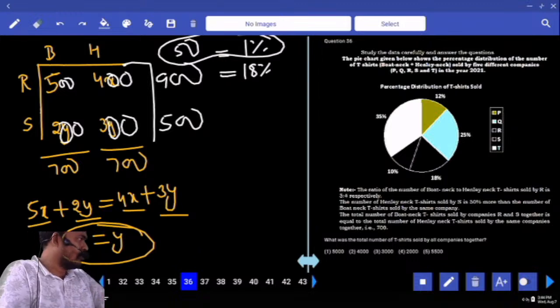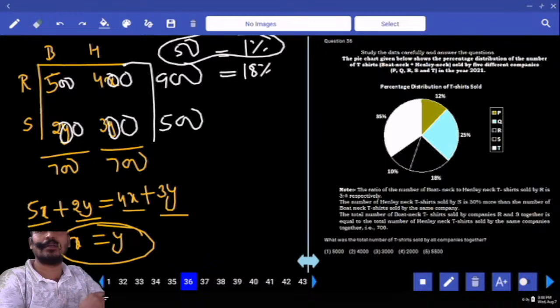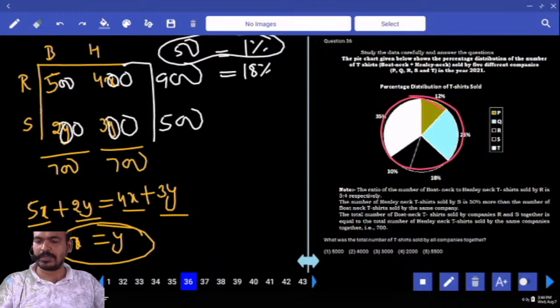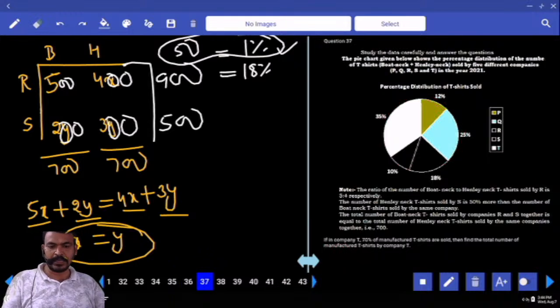In these 5 questions, every question is related to the 1% value. What is the 1% value? 50. What is the total number of t-shirts sold by all the companies or only one company? All the companies. All the companies means 100%. What is the 1%? 50. So 100% is 5,000.